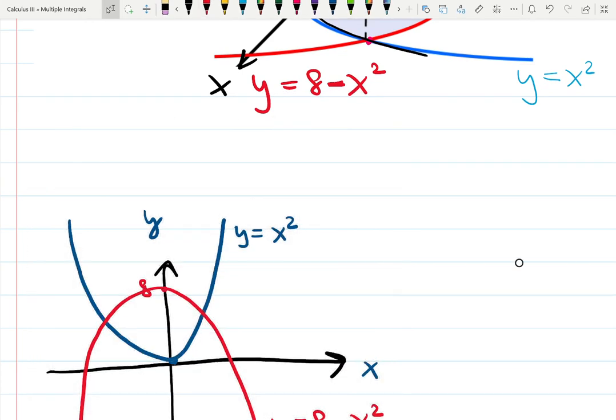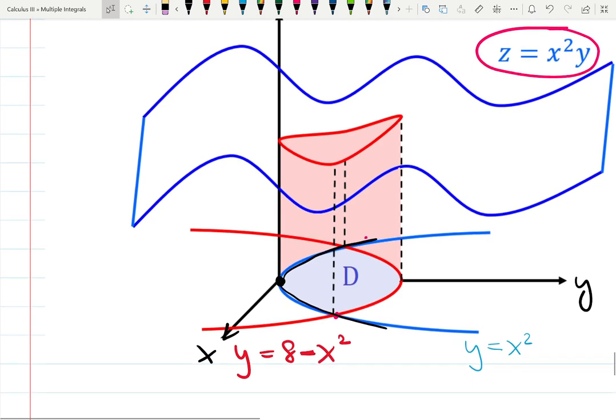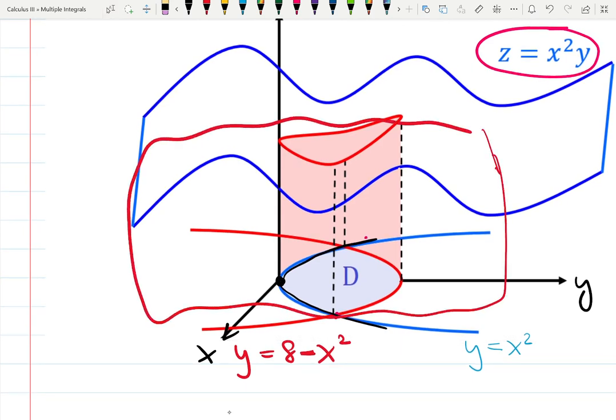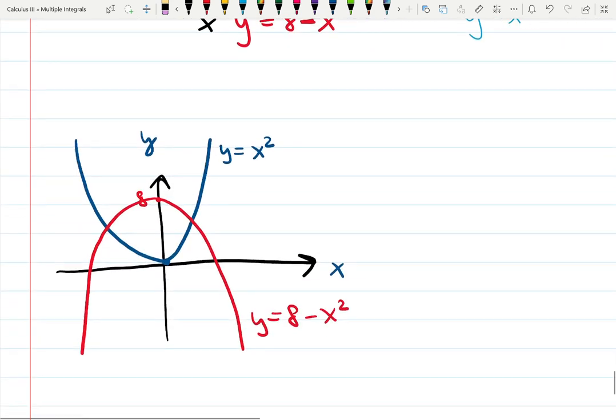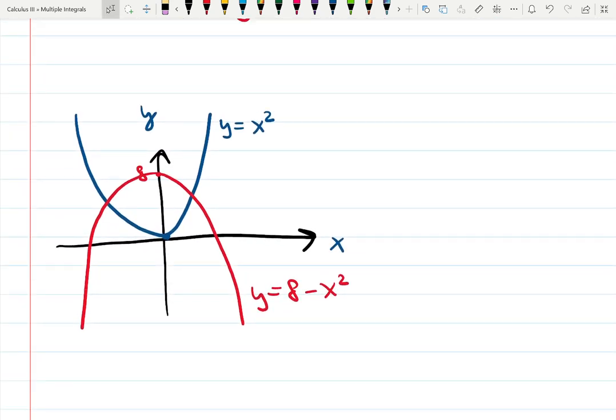This floor restricts the volume, because the volume below this curtain may be huge. But this floor tells you, no, I only need this base. So tell me the volume only above this base and below the curtain. So this is my picture. This area over here is D. This is D, the region bounded by x squared and 8 minus x squared.